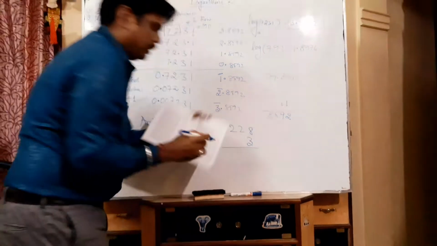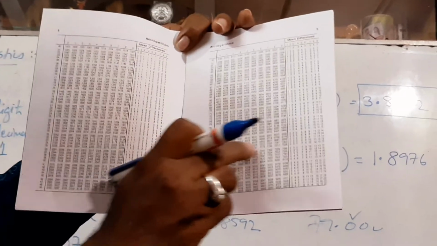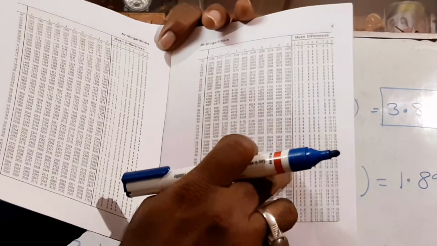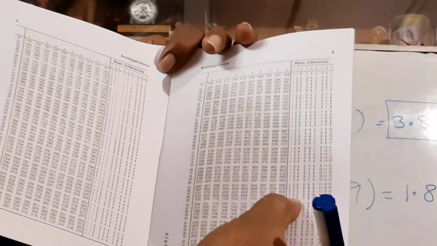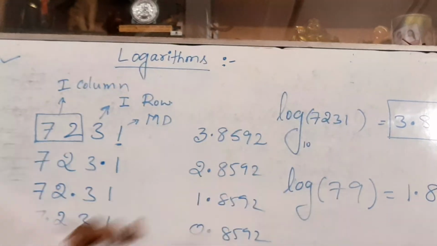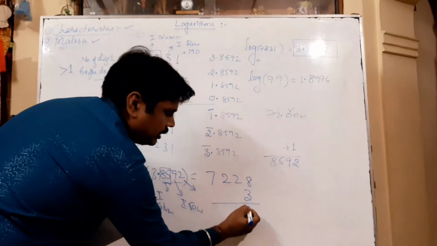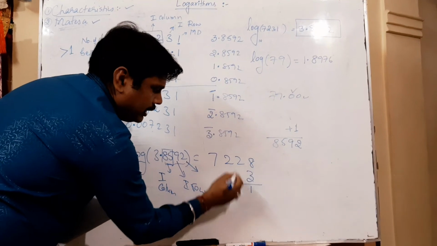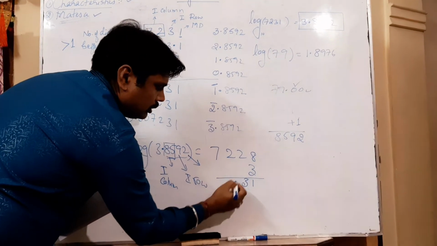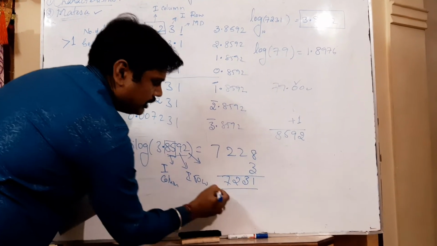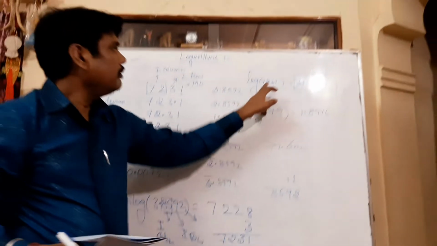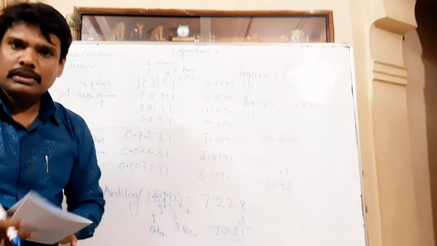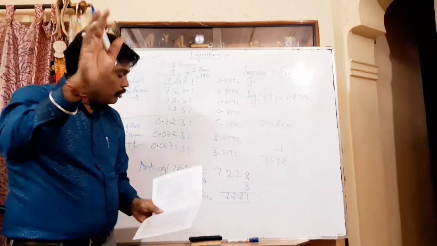Okay. So I want to show that once again. 0.85, corresponding ninth column here, 7228. The mean difference is 2. That's why it is in the second column, 3. If I add these two, 8 plus 3, 11. 1 carry. 2 plus 1, 3. 2, 7. See, we are getting the same number now, 7231. Got it?